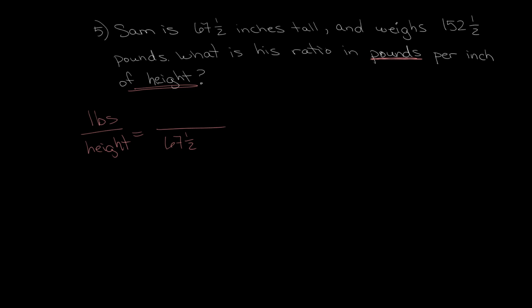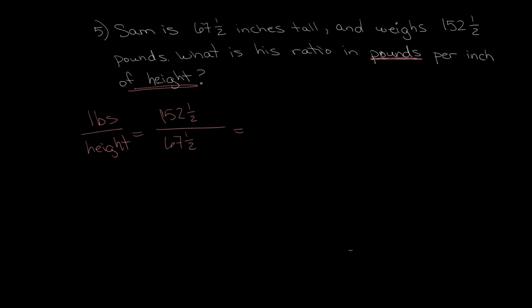And then he weighs, so that would be pounds, 152.5 pounds. So now you can see that you're just doing fractions. There's no variables in this. So we are going to get an improper fraction in the numerator and the denominator.